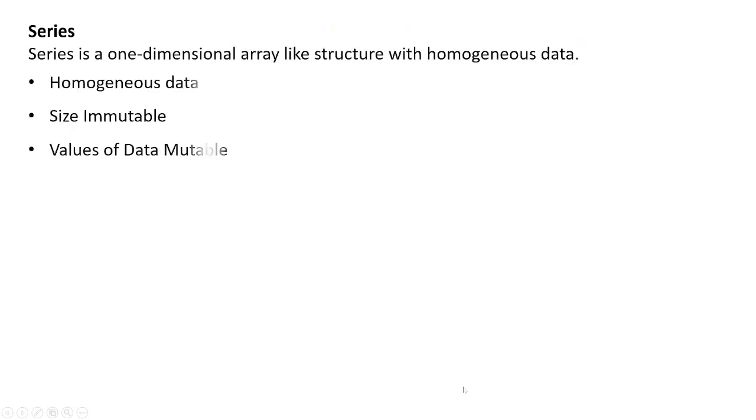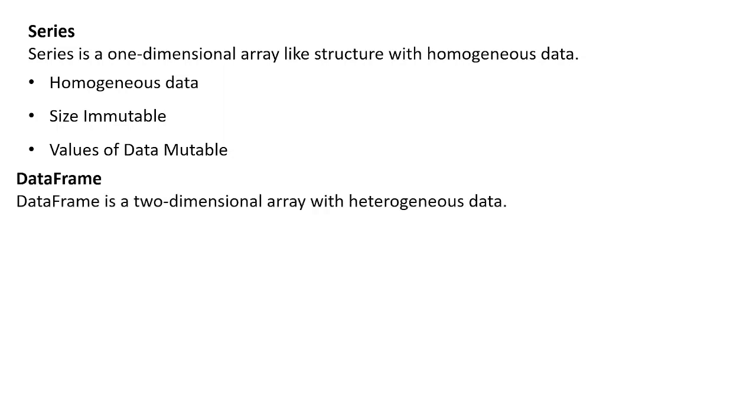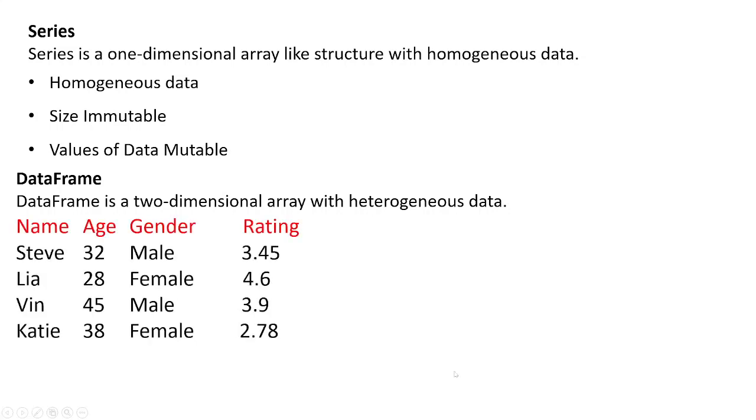So we can think of a series as one-dimensional homogeneous data, whose size is immutable but values are mutable. Whereas the data frame is a two-dimensional array with heterogeneous data. We can think of a data frame as a container of series.